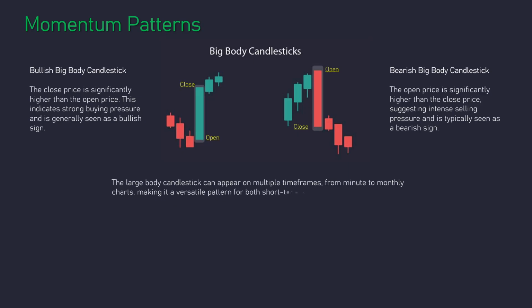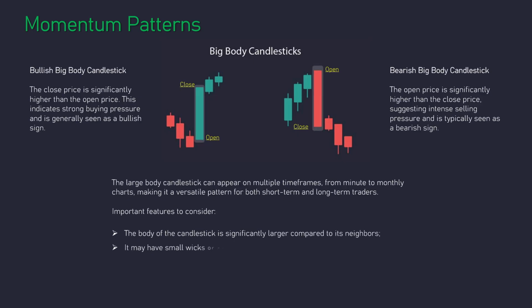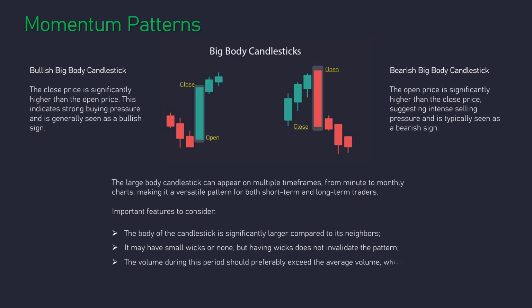These large body candlesticks can appear on multiple time frames, from minute to monthly charts, making them versatile patterns for both short-term and long-term traders. Some important features to consider: the body of the candlestick is significantly larger compared to its neighbors. It may have small wicks or none, but having wicks does not invalidate the pattern. The volume during this period should preferably exceed the average volume, supporting the indication of strong market sentiment.